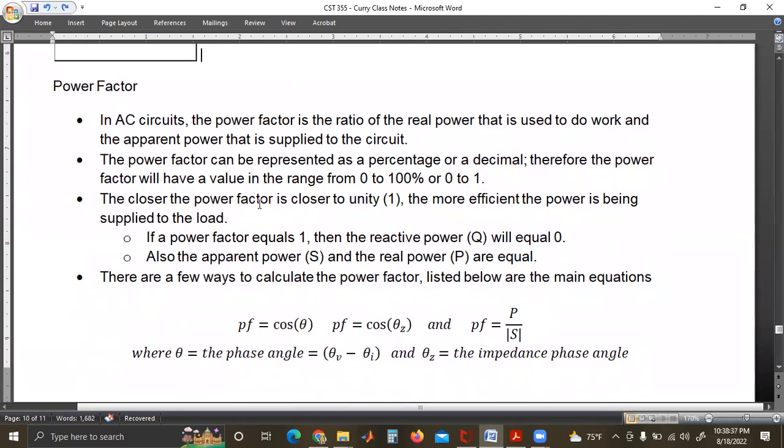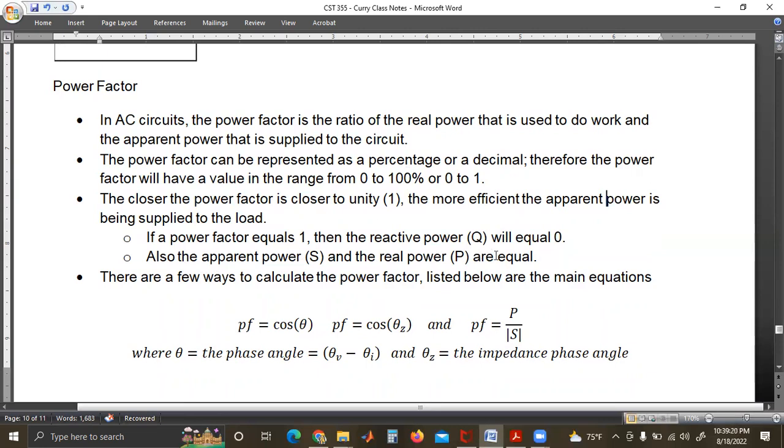All right, so the closer the power factor is to unity, which is 1, in other words, the closer the power factor is to 1, the more efficient the power is being supplied to the load. And this sheet actually says the more efficient the apparent power is being supplied to the load. If the power factor equals 1, then the reactive power Q will equal 0, and the apparent power and the real power are equal.